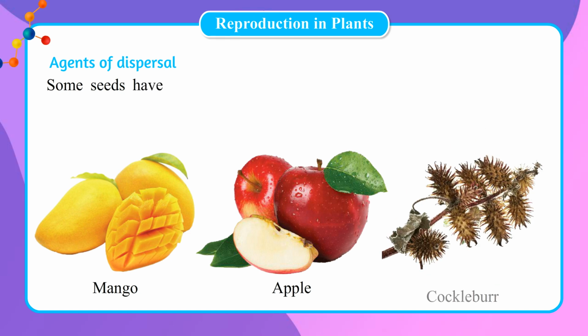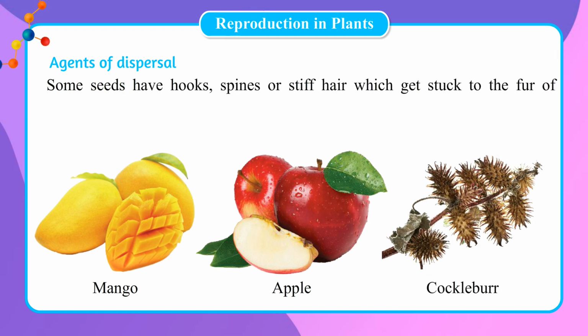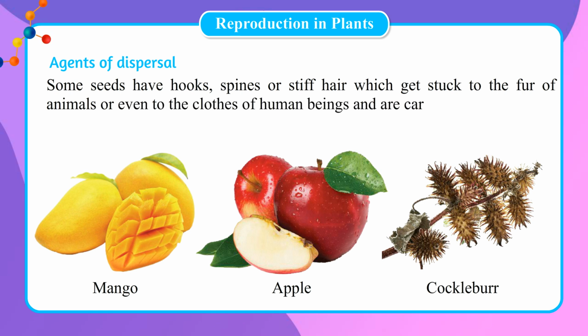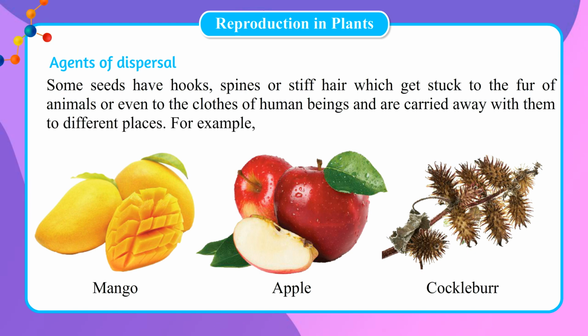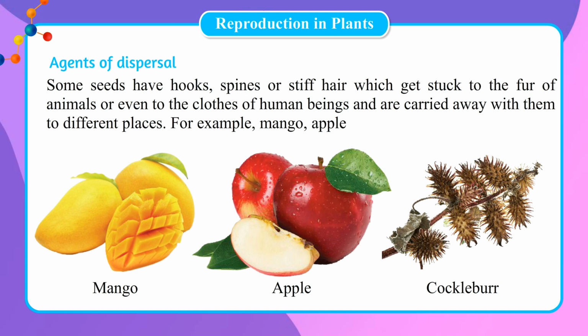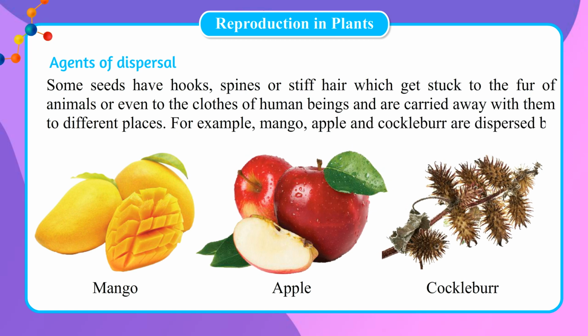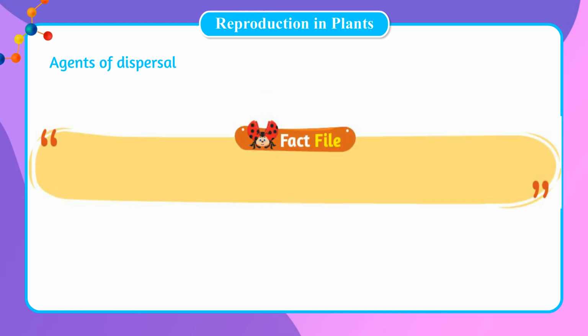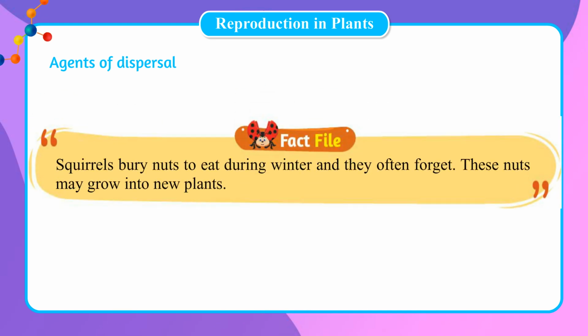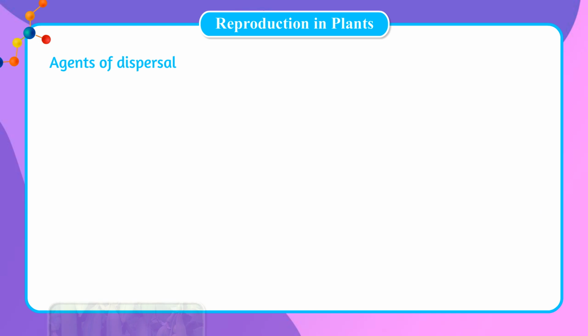Some seeds have hooks, spines, or stiff hair, which get stuck to the fur of animals or even to the clothes of human beings and are carried away with them to different places. For example, mango, apple, and cocklebur are dispersed by animals. Fact file. Squirrels bury nuts to eat during winter, and they often forget. These nuts may grow into new plants.